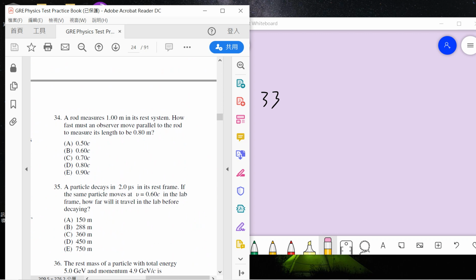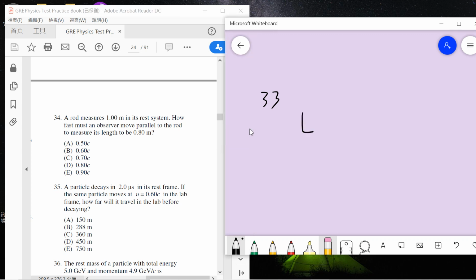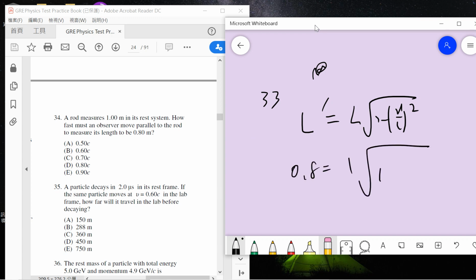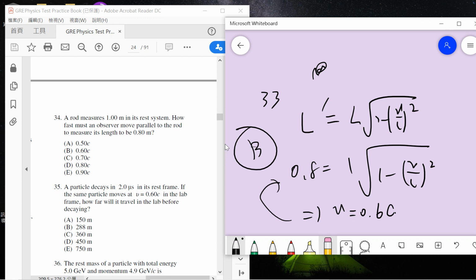Okay, 34. A rod measures 1 meter in the rest system. How fast must an observer move? So you know that it should be length contraction. So you want 0.8 equal to 1 times this factor. You solve, and v is equal to 0.6 c. So the answer is special relativity. The answer is B.